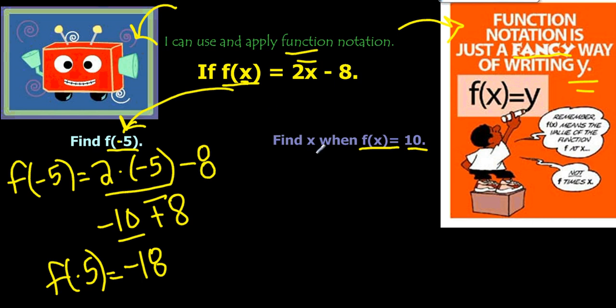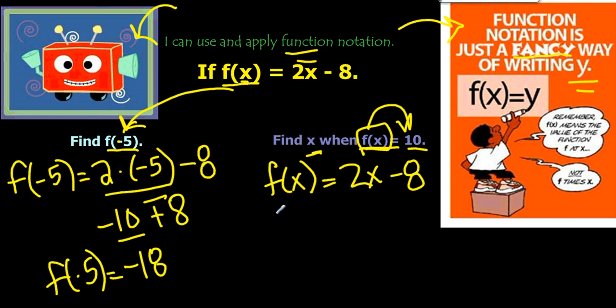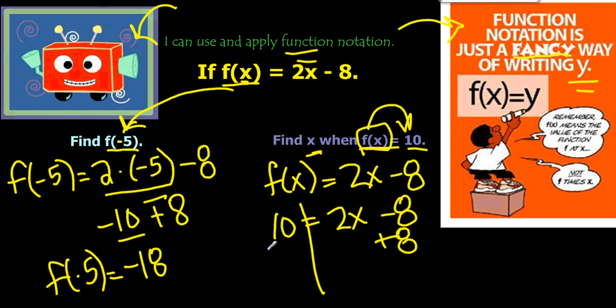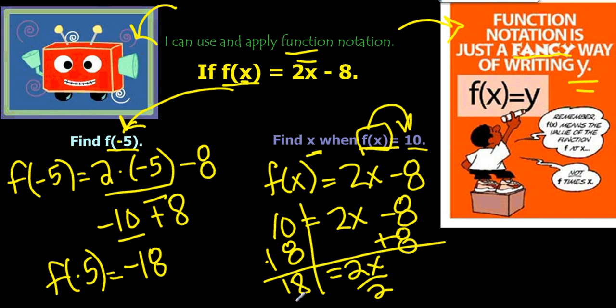If I want to find x when f of x is equal to 10, now if I write my function, I'm going to replace the whole f of x with a 10. And I'm going to solve for my x. So now I just use my good equation solving skills using my inverse operations. I'm going to get 18 equals 2x. I divide by 2. And I find out that, hey, in this case, x would equal 9. When f of x is 10, x is equal to 9.